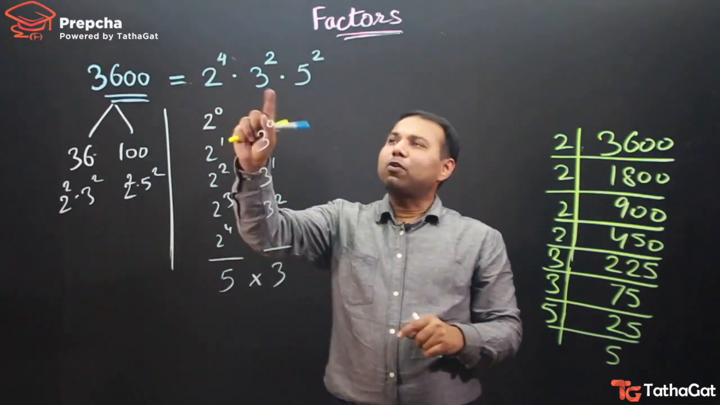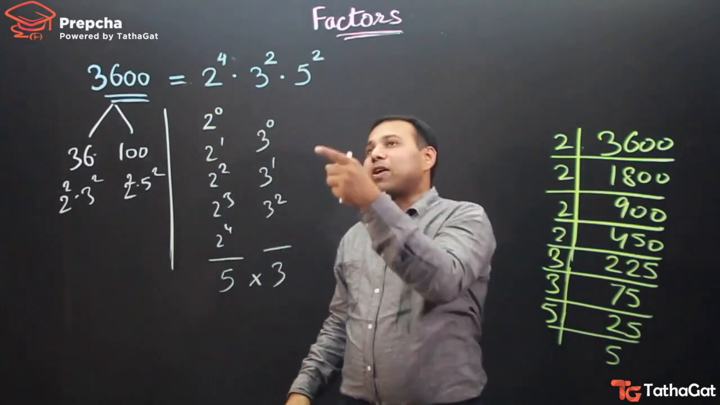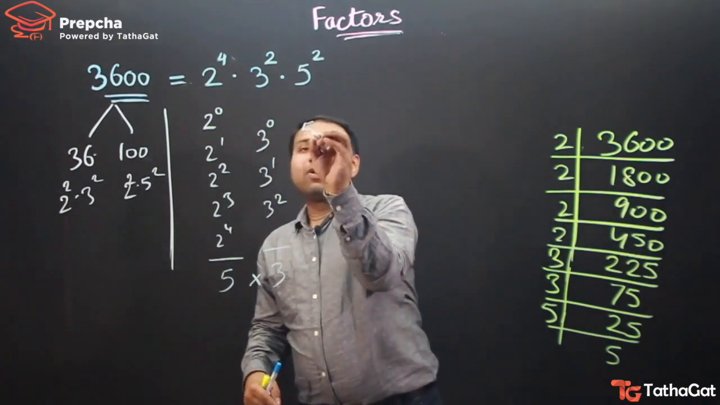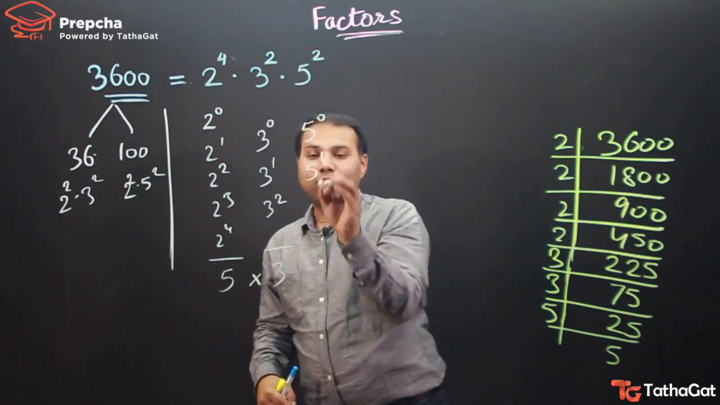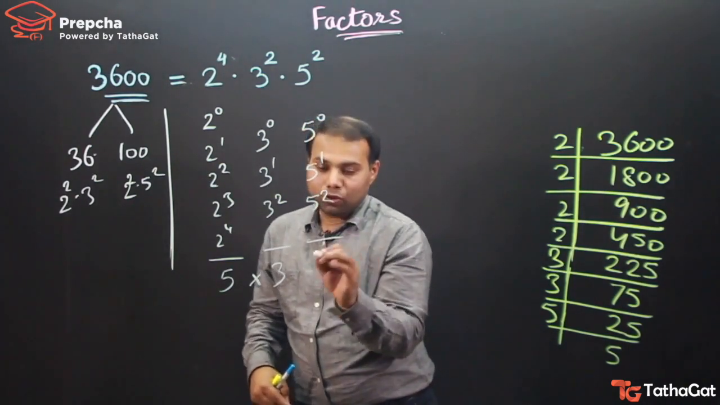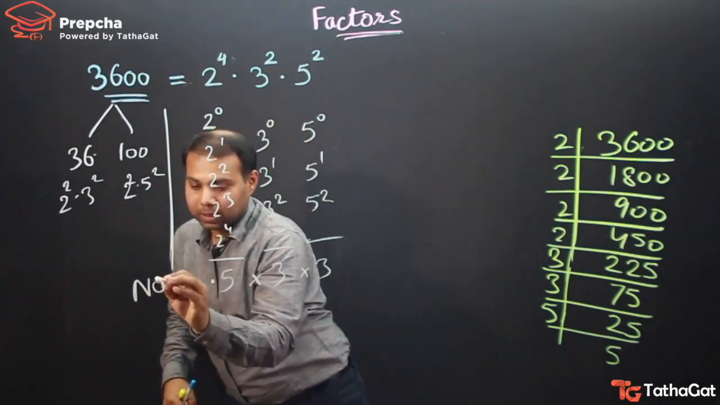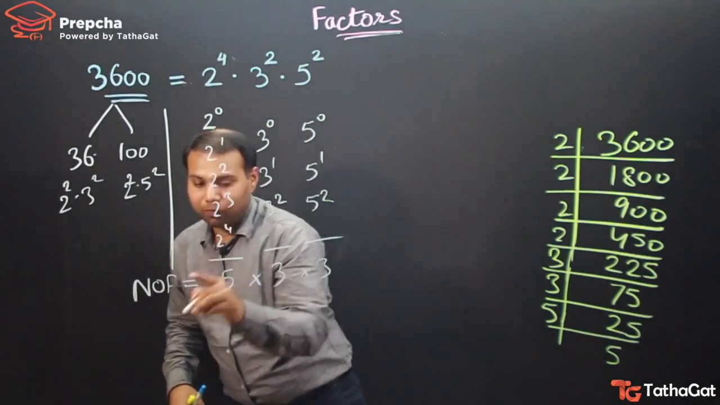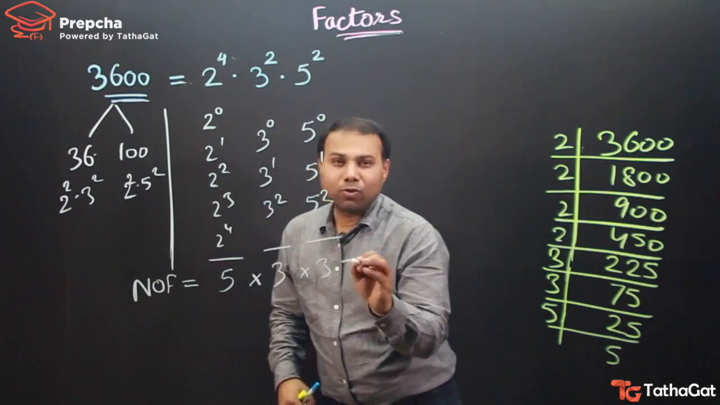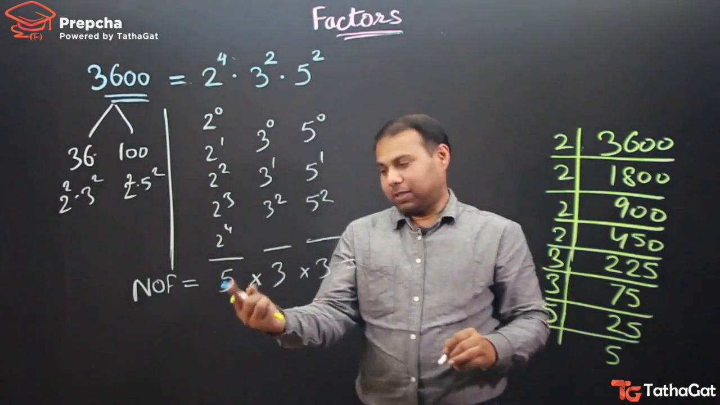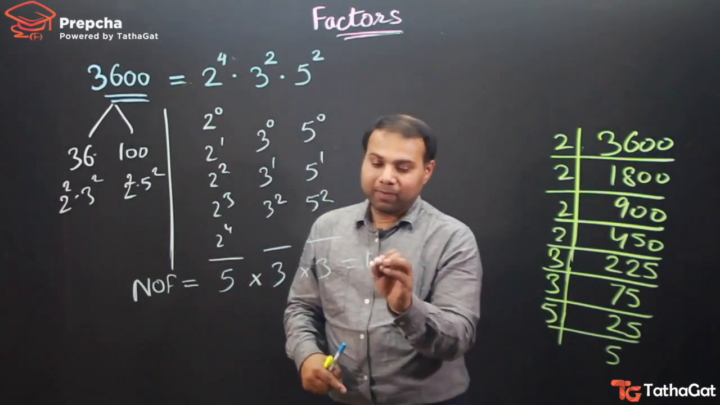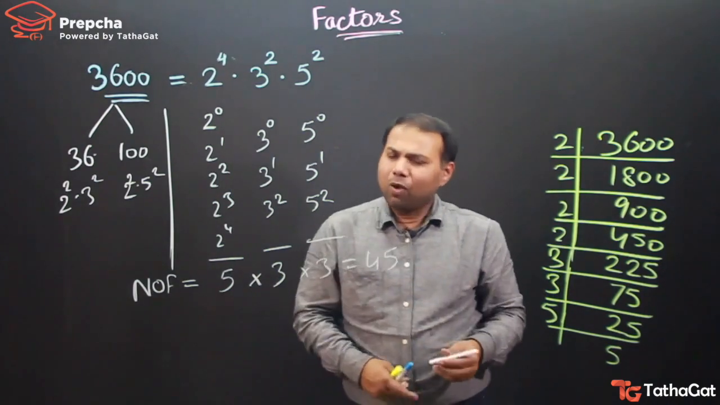But that is only for powers of 2 and 3 so far. If I go for powers of 5, I have again 3 ways, 5 power 0 or 5 power 1 or 5 power 2. So in all, I get the total number of factors for this number. I am writing it in short as number of factors, NOF. So it comes out to be 5 times 3, that is 15, times 3, that is 45. Oh, it's an odd number. Why is it an odd number?